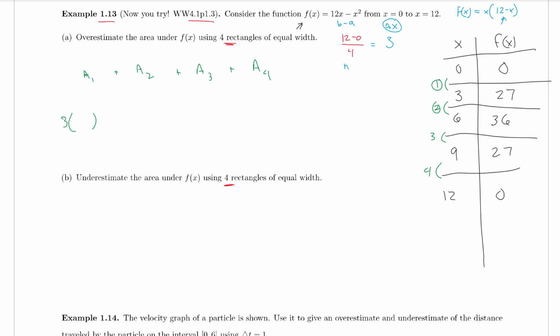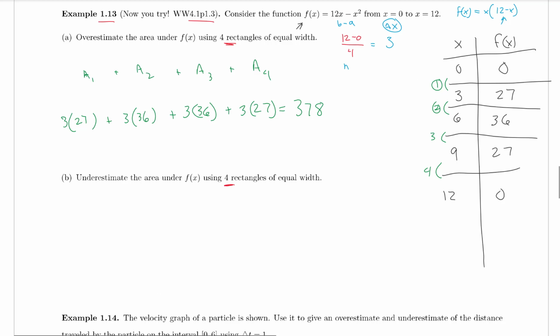That's going to overestimate the height in between 0 and 3. Well, 27 is bigger than 0, so I'm going to choose 27 as the overestimate of my height from 0 to 3. And then for the second area, from 3 to 6, we're going to choose 36 because 36 is bigger than 27, so 36 is going to be our overestimate. 36 is also going to be the overestimate for the 6 to 9 rectangle because 36 is again bigger than 27. And then we're going to choose 27 as our last height because that's going to be the overestimate between 27 and 0. When we add those all together, we get 378.